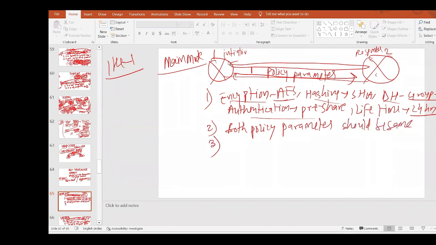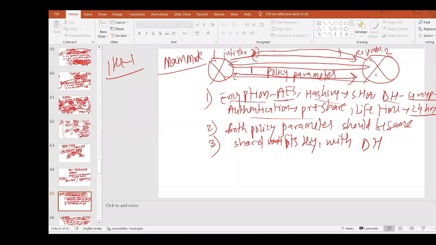In the third packet, the initiator will share its key with the help of Diffie-Hellman. Diffie-Hellman is sharing the key over the ISP. And in the fourth packet, router 2 will share its key with the help of Diffie-Hellman, the same kind of packet. Now the Diffie-Hellman key has been exchanged.